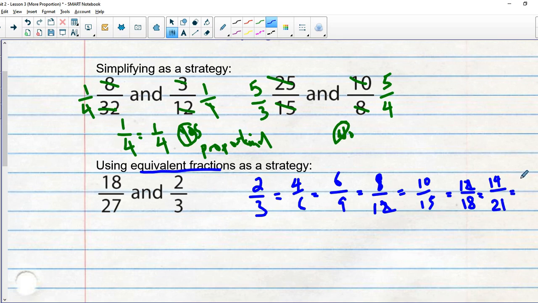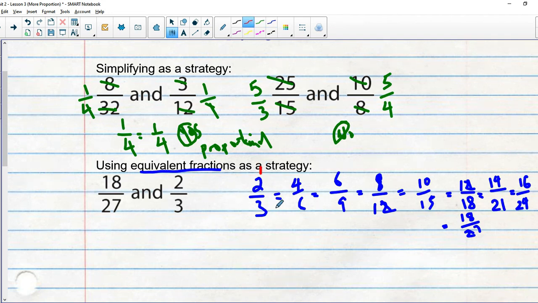We're almost there. 8, all right? 8 times 2 is 16. 8 times 3 is 24. Let's do it one more time. If we do it by 9, 9 times 2 is 18. 9 times 3 is 27. Oh, look.